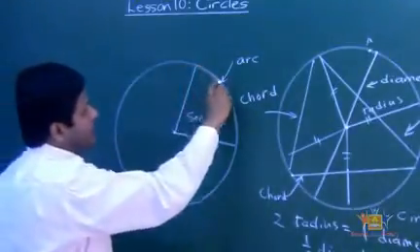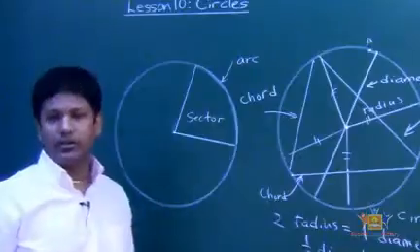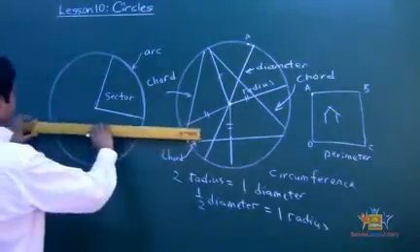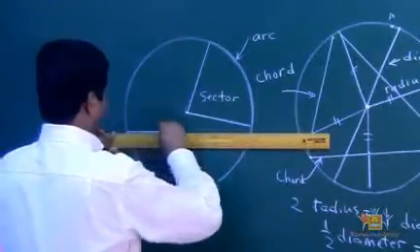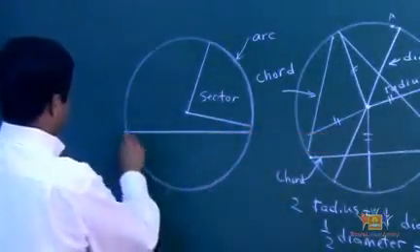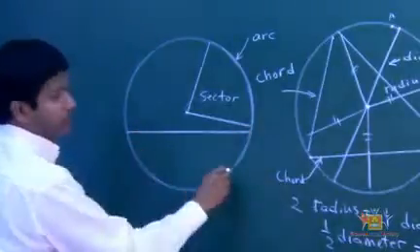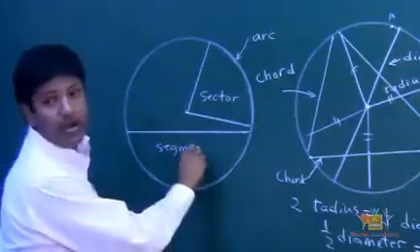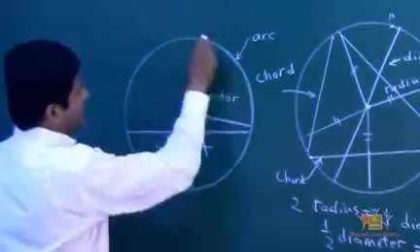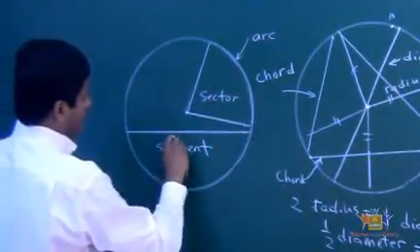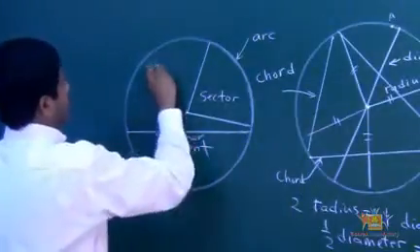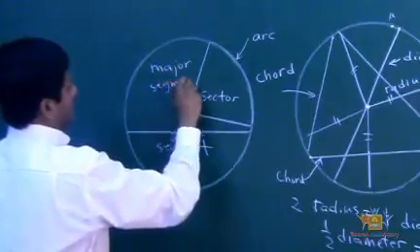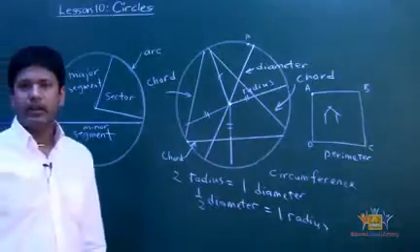And what do you call this one right here? That you call an arc. Now what is a segment? A segment is, let's say if I cut this one, and this is a segment right there. A minor segment. So it's a minor segment, and this one is a major segment. So this is a minor, and this is a major segment. See that? So let's recap.